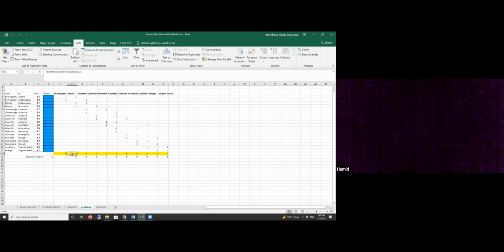So for each inward link we have +1, and for each outward link, -1. I said that, so we also have some decision variables. For example, for Atlanta, times those blue cells, which are either 0 or 1.